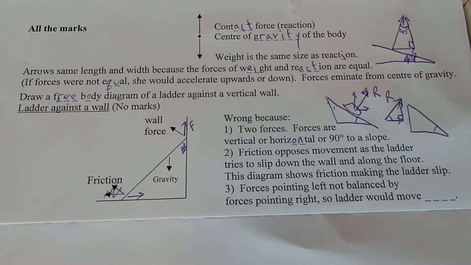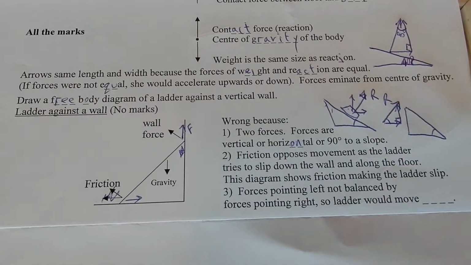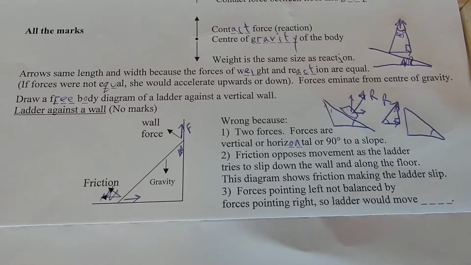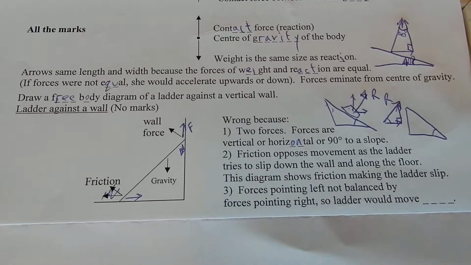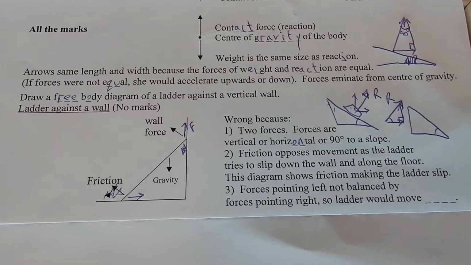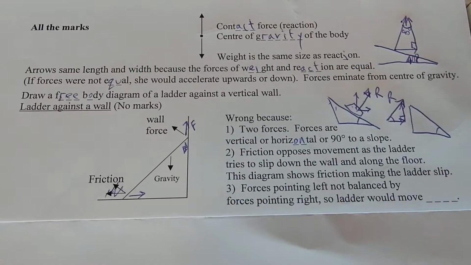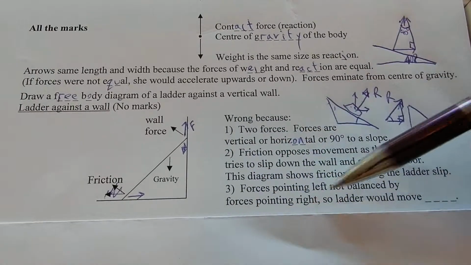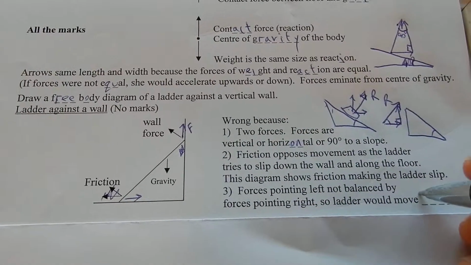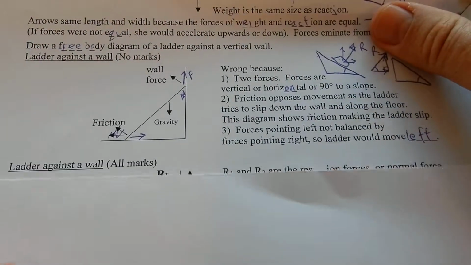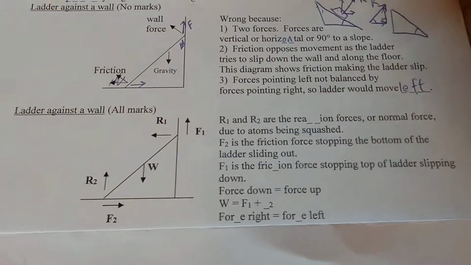So that's not true. If the ladder is not moving, the forces must be balanced, if it's not accelerating, that is. Yeah, if you've got a rocket in space going at constant speed, the forces are balanced. This is a ladder, it's not moving. Forces pointing left, not balanced by forces pointing right, so the ladder would move left. Cool. Okay, that's the way to do it wrong. That's the way to do it right.